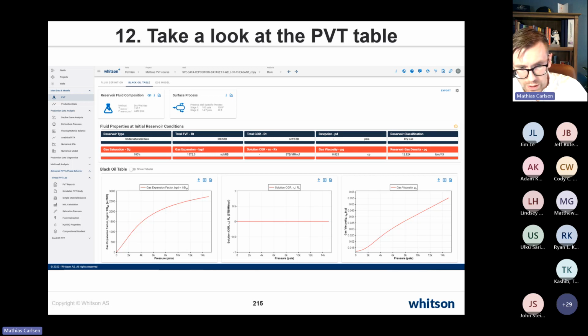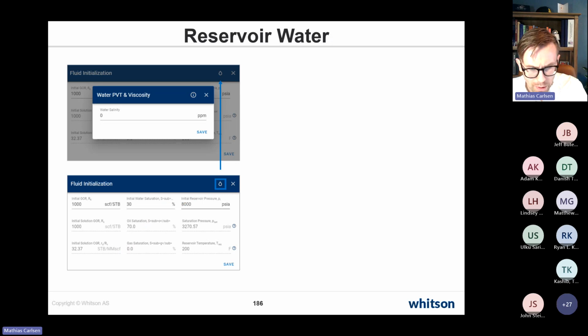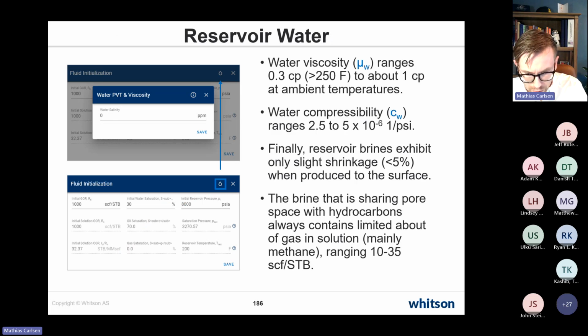It talks about separator oil shrinkage. It also talks about some more advanced topics related to PVT extrapolation, compositional tracking, what you need for shale PVT, etc. One last thing that I wanted to talk about is where you actually change reservoir water in the software.